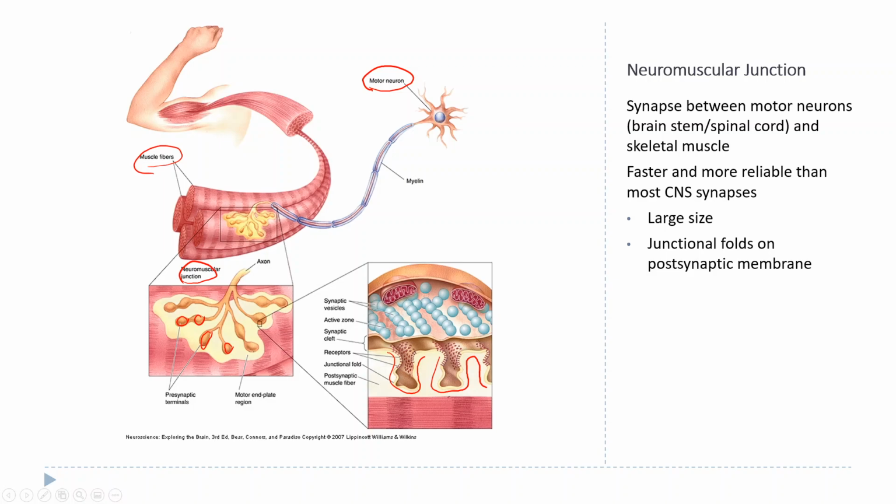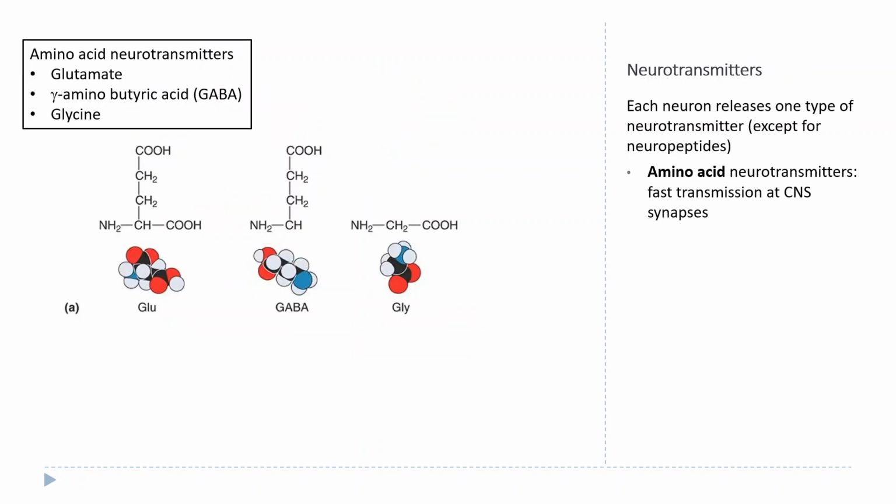So we'll come back and talk about muscles more later. But for now, we're going to stick with central nervous system synapses. And so next time, we will talk about neurotransmitters themselves.